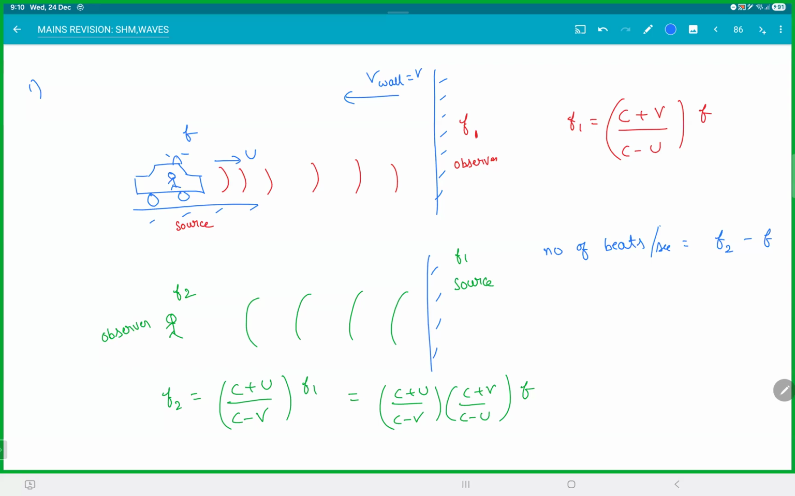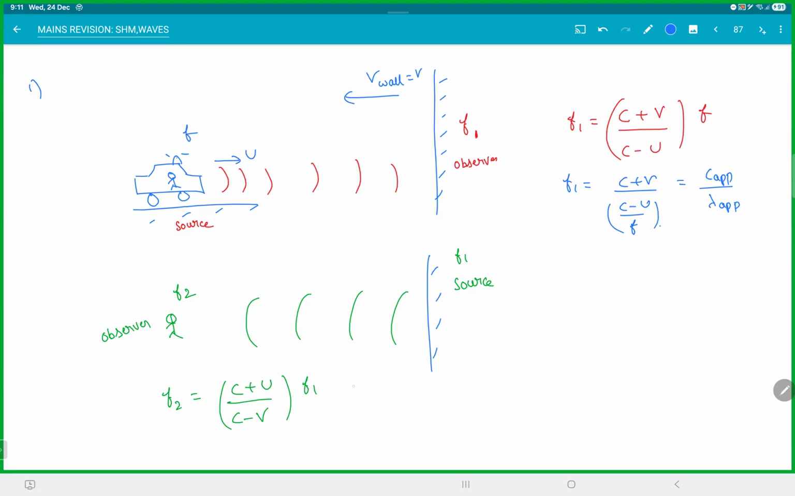Do you remember? If you just want apparent wavelength, this is what you have to do. This F1, arrange it: C plus V by C minus U into F. So this is C apparent, the numerator. C apparent by lambda apparent. So the denominator, C minus U by F, is the lambda apparent. What is the apparent here? This is C plus U by C minus V into F1. Don't simplify it. This is your lambda apparent. So the driver will think the echo has a frequency of C minus V by F1.